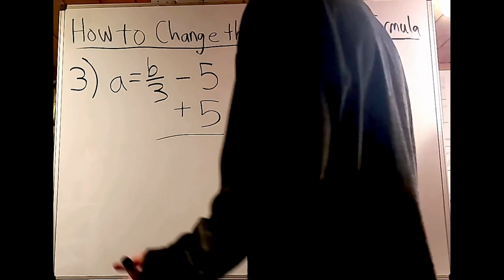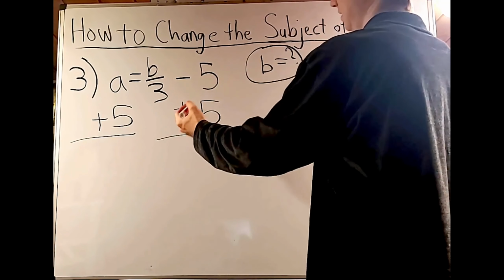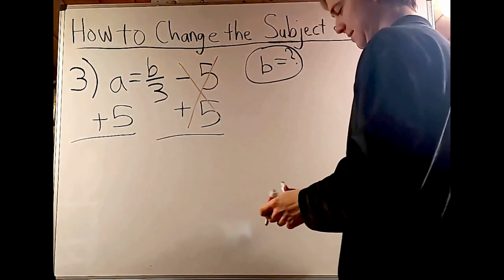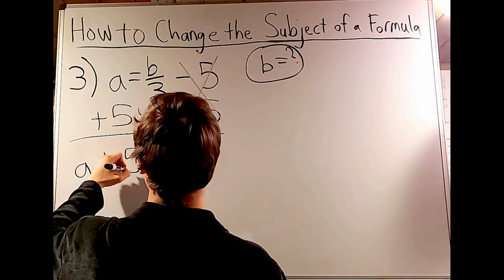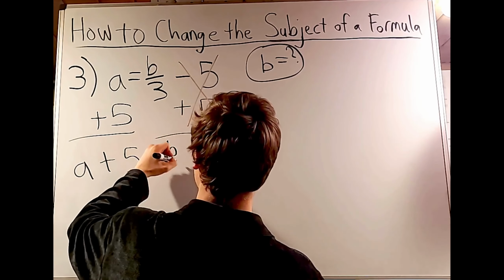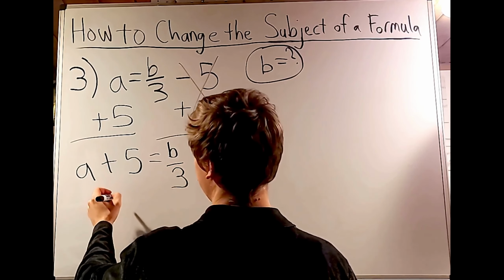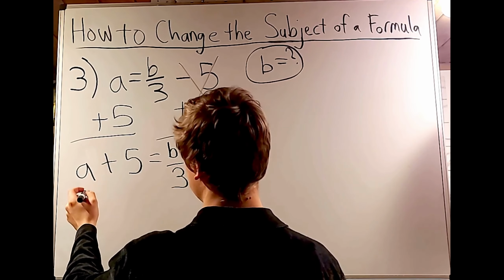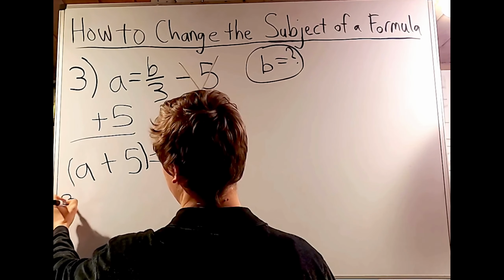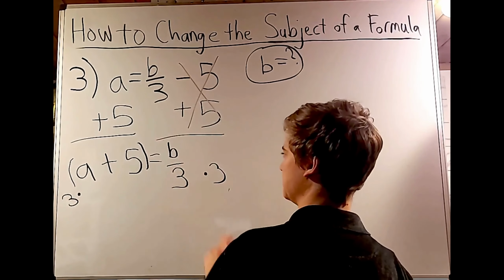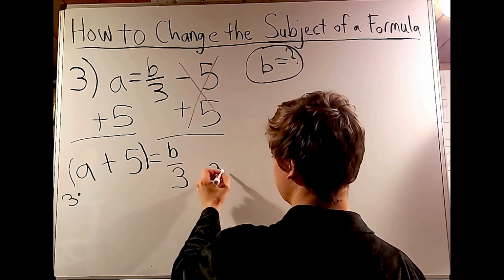So we have plus 5 on this side, and we have plus 5 on this side. Again, the subtract by 5 and the add by 5 are going to cancel out. Now on the left side, we see a plus 5, and that is going to equal the b over 3. From here, we're going to multiply by 3, and take everything here and multiply it by 3. I'll change this to a dot 3 so it doesn't look like I'm doing an x3. So you see times 3, divide by 3, times 3, cancel out.